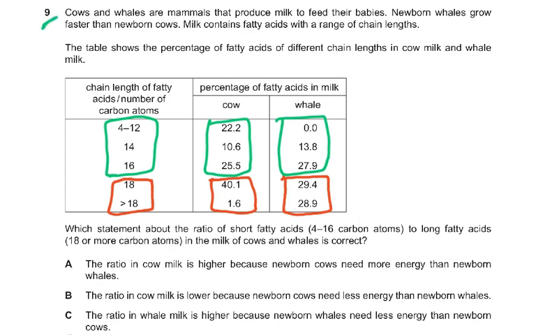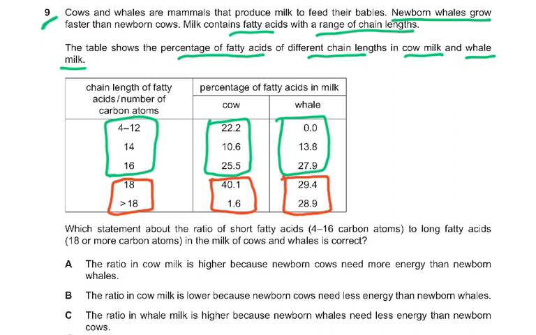Now, coming to question number 9, cows and whales are mammals that produce milk to feed their babies. Newborn whales grow faster than newborn cows. So they've given you this information in the question, that they grow faster. Milk contains fatty acids with a range of chain lengths. The table shows a percentage of fatty acids of different chain lengths in cow milk and whale milk. Now, chain length 4 to 12, 14, 16, 18, more than 18.